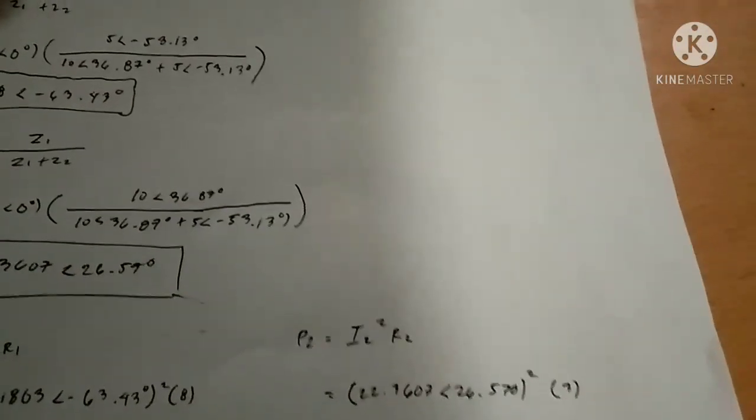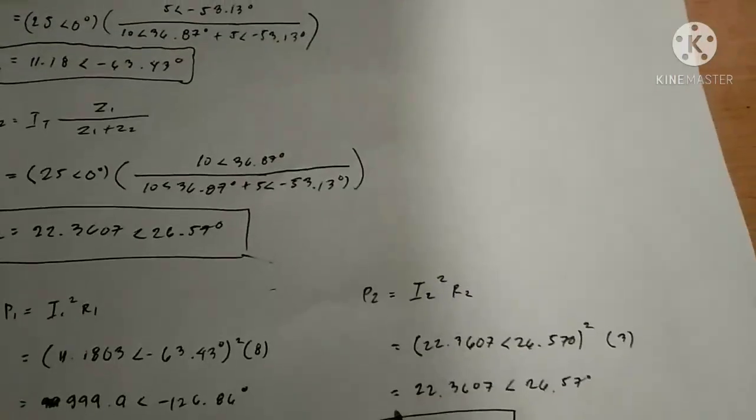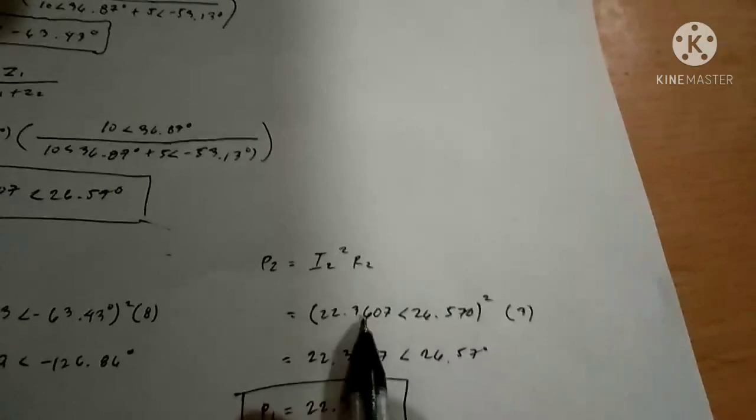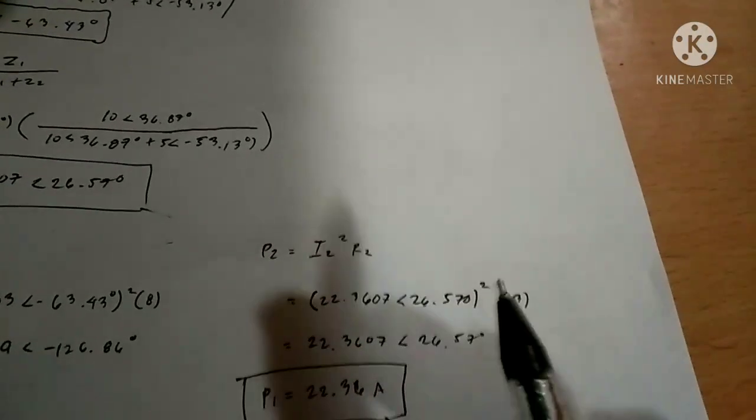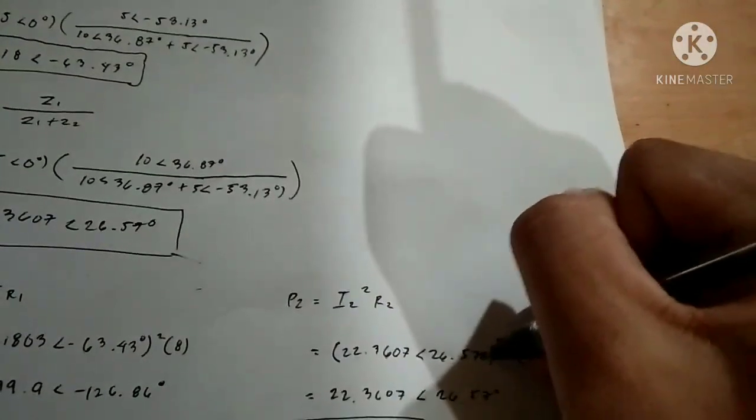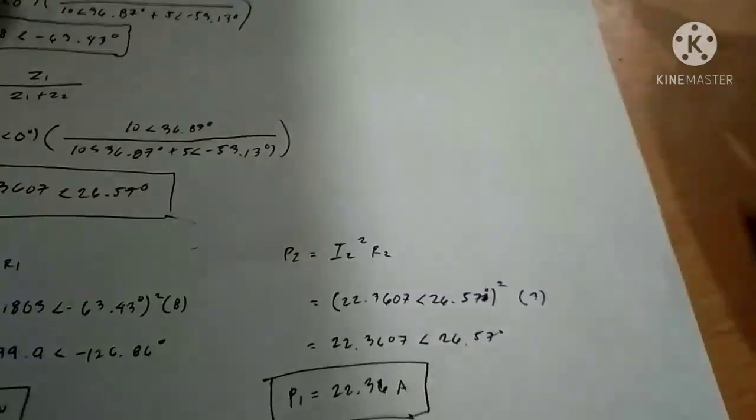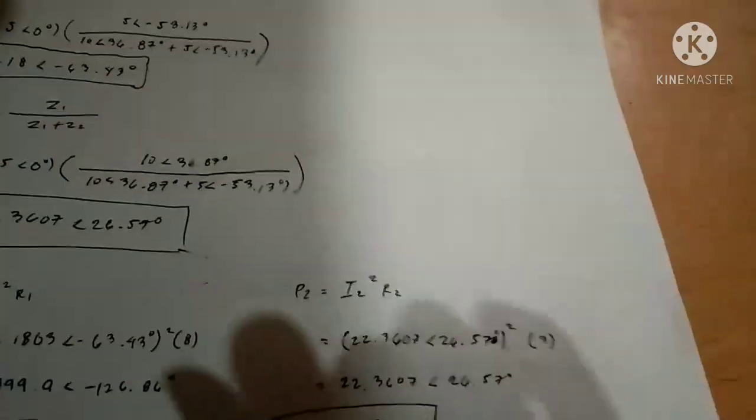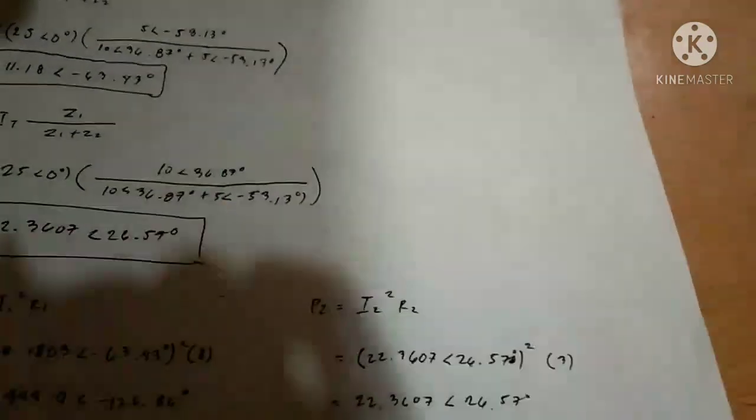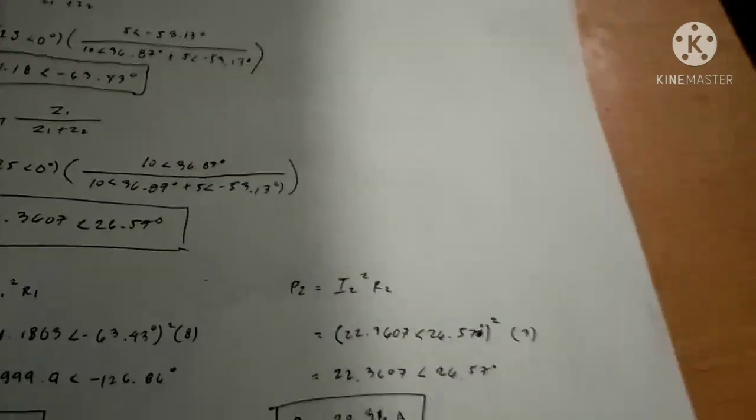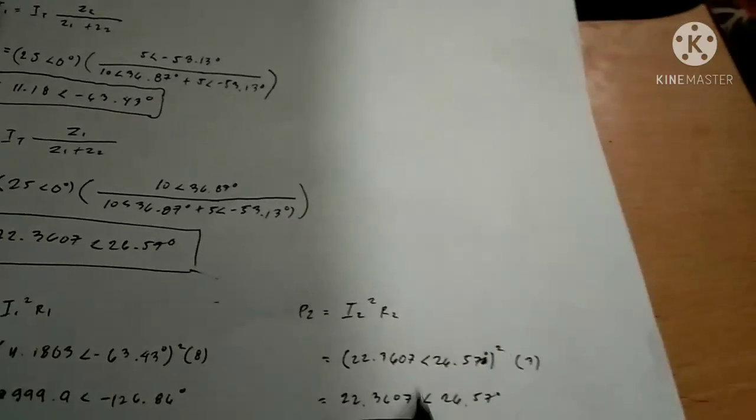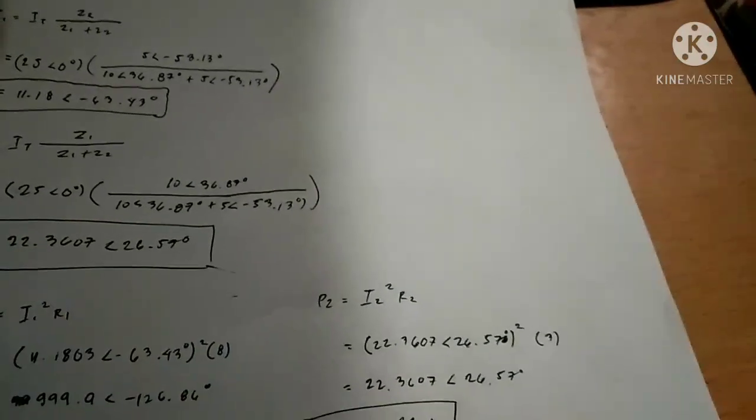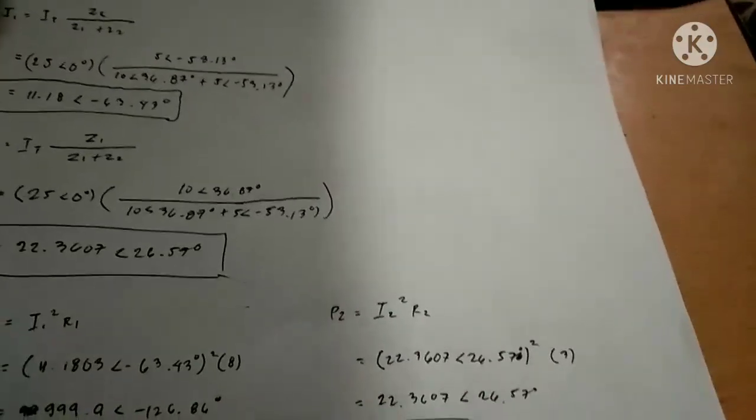And then this 22. So this I2 is equivalent to 22.3607 angle 26.57. This is not 0, that is degrees. Yes, degrees squared times 3. So if you calculate that correctly, that will equate to 22.3607 angle 26.57. So our power value is also just this, the 22.36 amperes, because this is just direction.